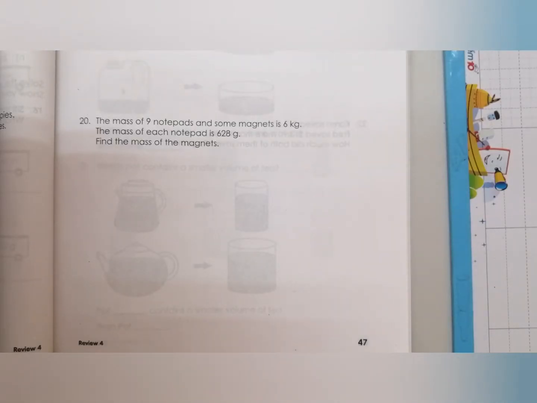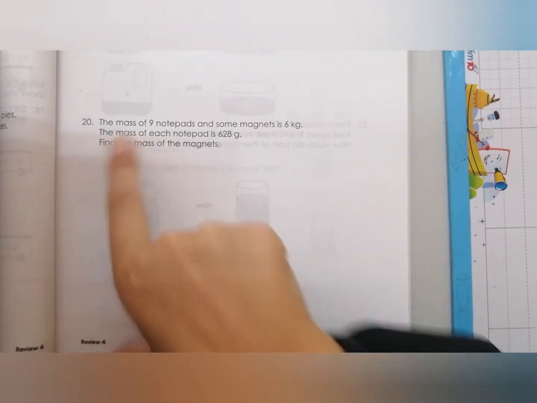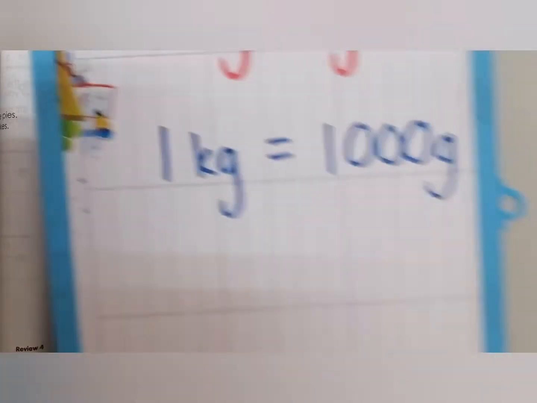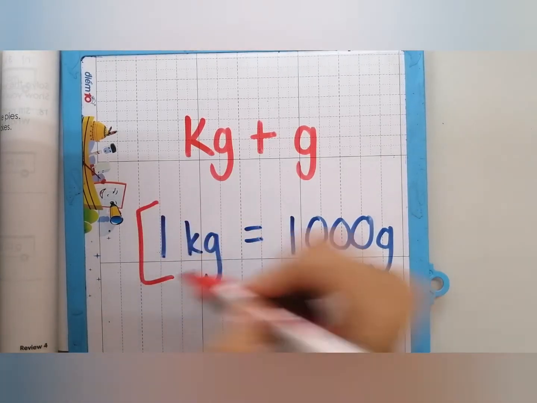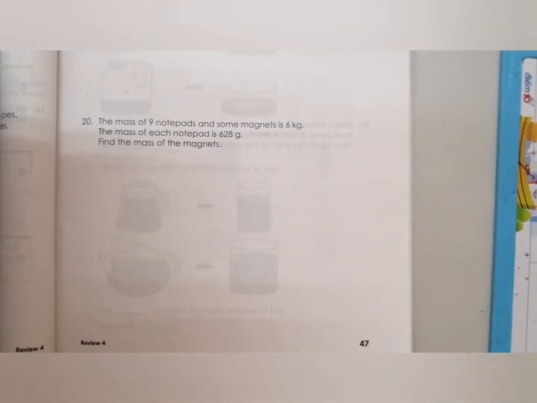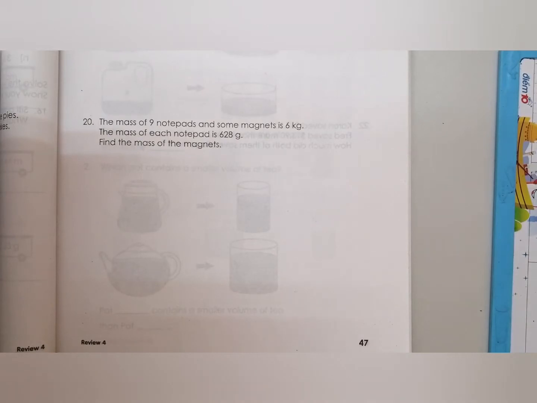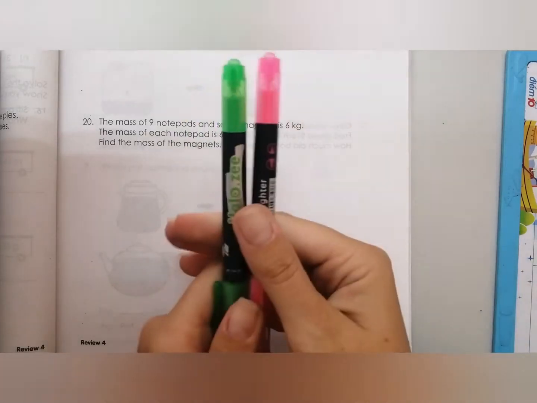Alright, beginning our next example for problem solving, we will be doing a problem solving on mass. How do we measure mass again? We use kilograms and grams. Remember our key, that is 1 kg equals 1,000 grams. Alright, so let's read the problem solving sum and then begin. I've got my two colors.